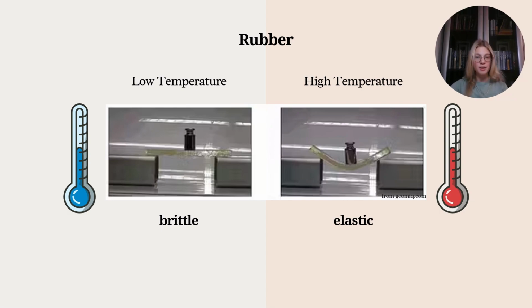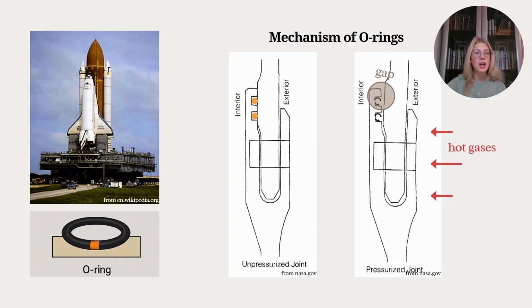In hot temperatures, the molecular chains in rubber are free to move, making it flexible and elastic. However, below a certain temperature, the movement of the chains is restricted, and the rubber turns rigid and brittle. On the Challenger shuttle, rubber was used to make O-rings. These were placed in between fuel segments to ensure that hot gases didn't escape.